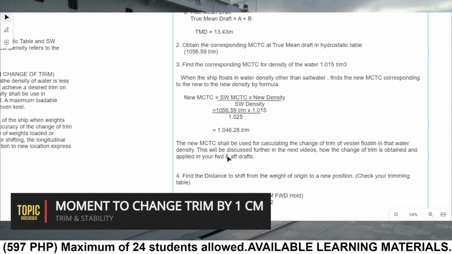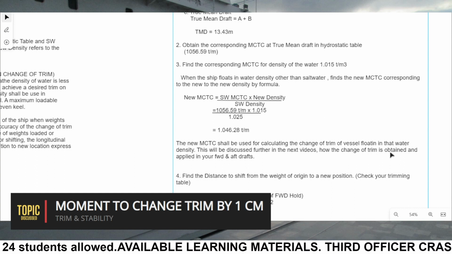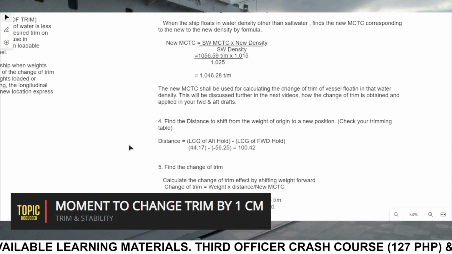The new MCTC shall be used for calculating the change of trim of a vessel floating in that water density. This will be discussed further in the next videos: how the change of trim is obtained and applied to your forward and aft drafts. So we'll take it slow.